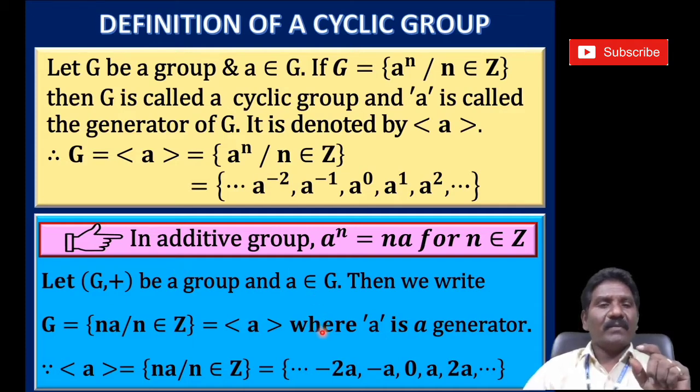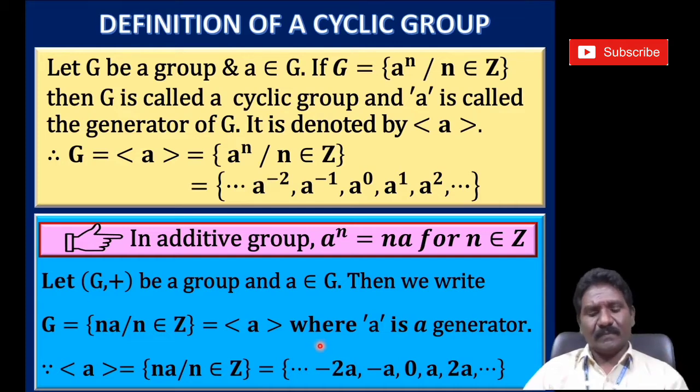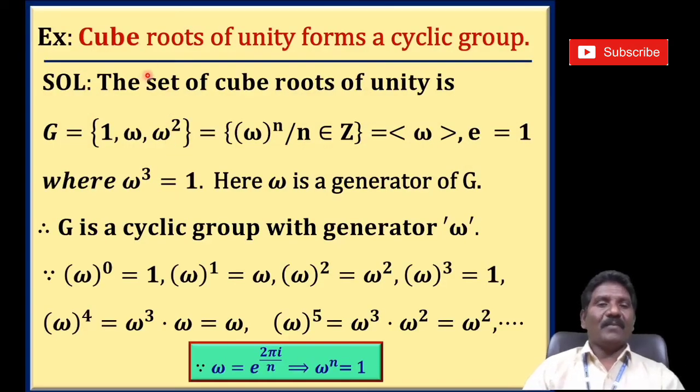Now I will give the suitable example for a cyclic group. Example for a cyclic group. Cube roots of unity forms a cyclic group with respect to multiplication. The set of cube roots of unity is G is equal to the set of 1, omega, omega square, where omega cube equal to 1. This is a cyclic group.